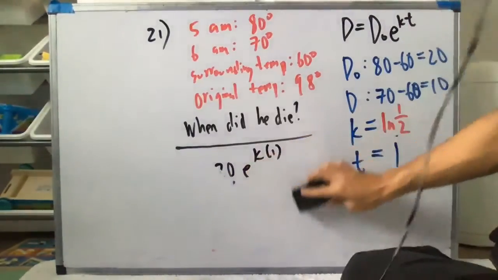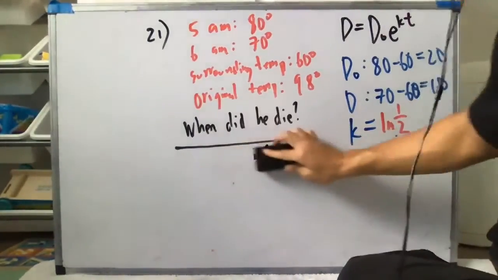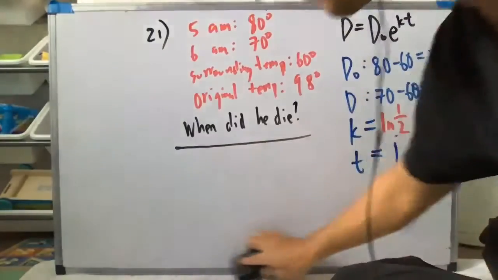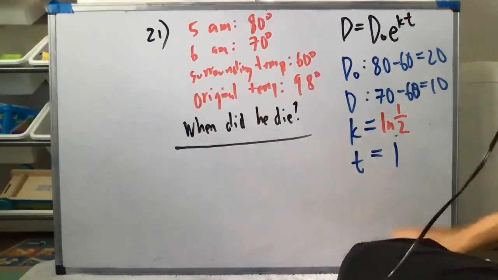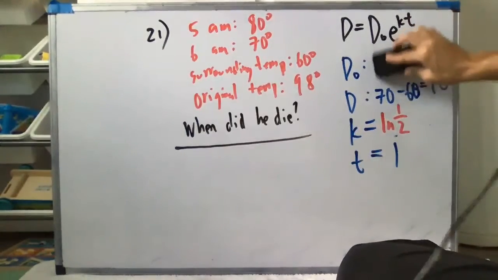Okay, so now I've got to go back and figure out when did he die. So how do we do that? Let's see. Well, this time I want to treat his starting temperature as what was the starting temperature? His starting temperature was his original temperature, which is 98 degrees.